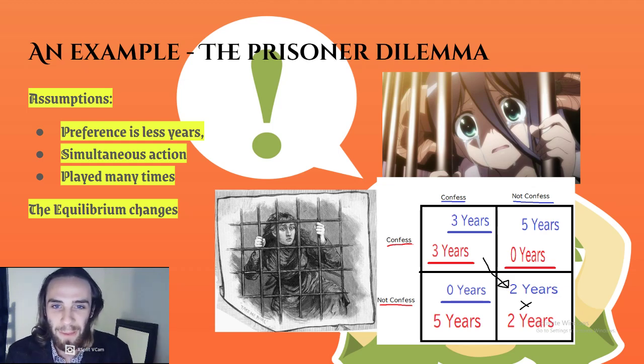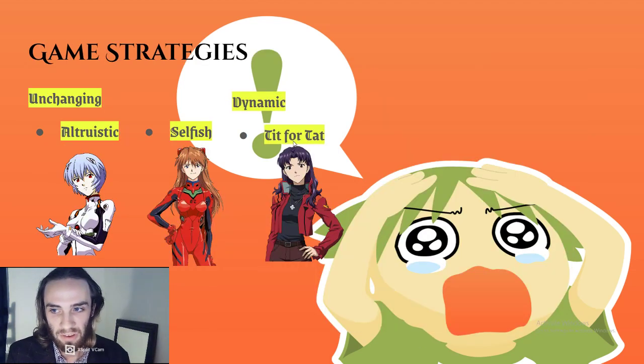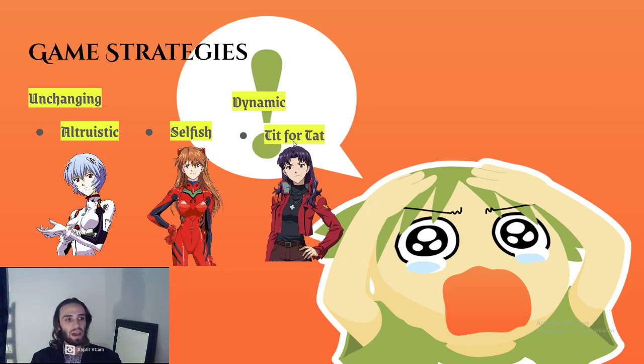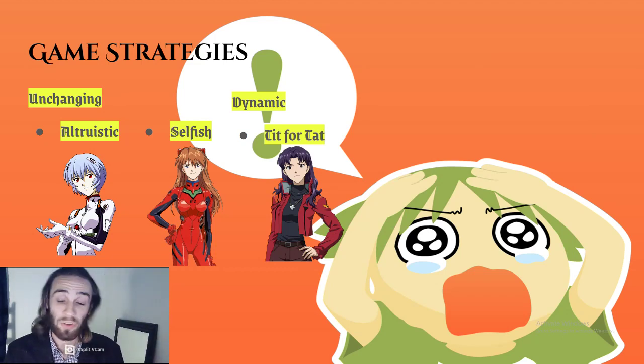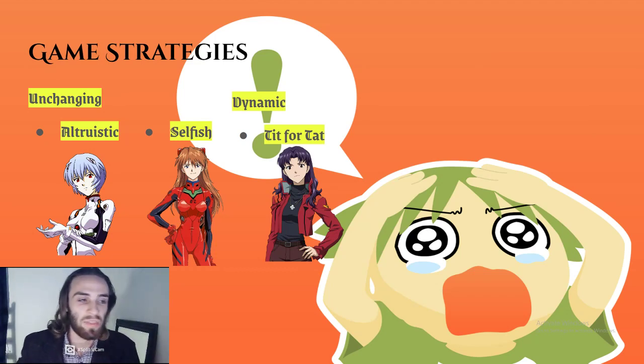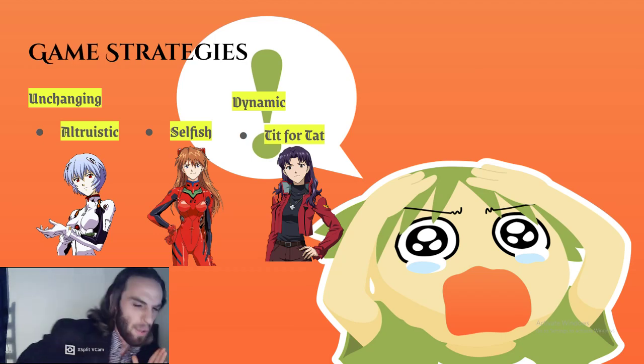Now, how is that possible? Well, we'll have to look at the strategies that are possible and generally what are associated with some of these game theory decisions. Now, these 3 strategies, we can call them altruistic, selfish, and then there's a third category, which is dynamic. So first we'll go with the unchanging ones. This is something that they will play every single time.